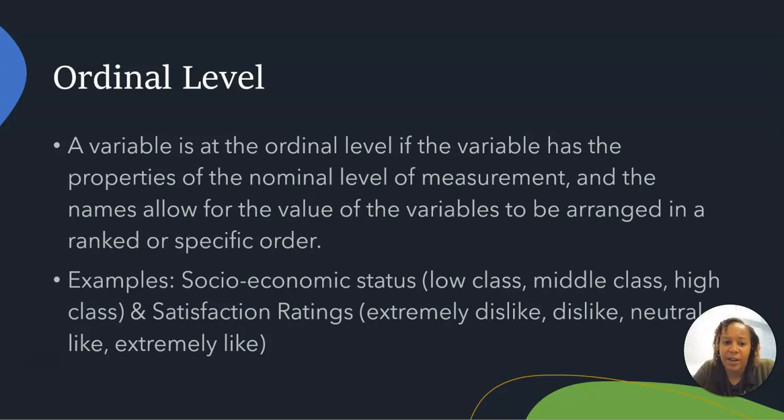But those are called Likert scales, and what they do is they put it in a category, but it also allows for a ranking. You have the lowest, which is extremely disliked, to the highest, which is extremely liked. So those are examples of ordinal level data. Okay, that means it can be classified and it can be ranked.